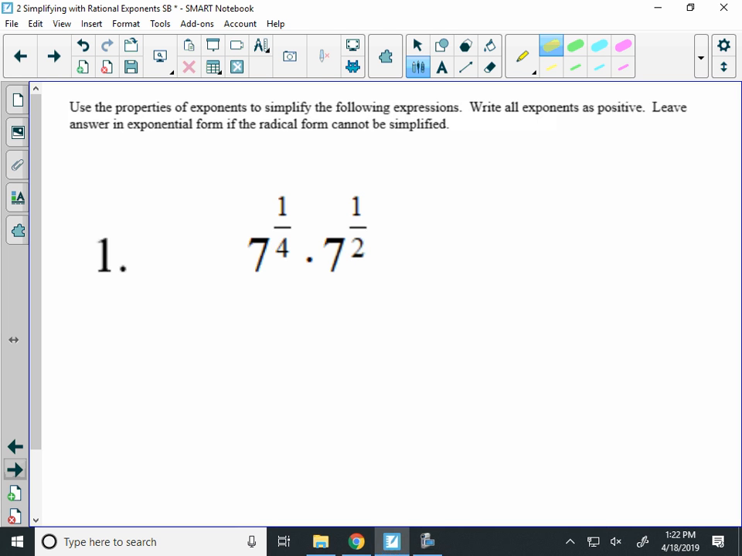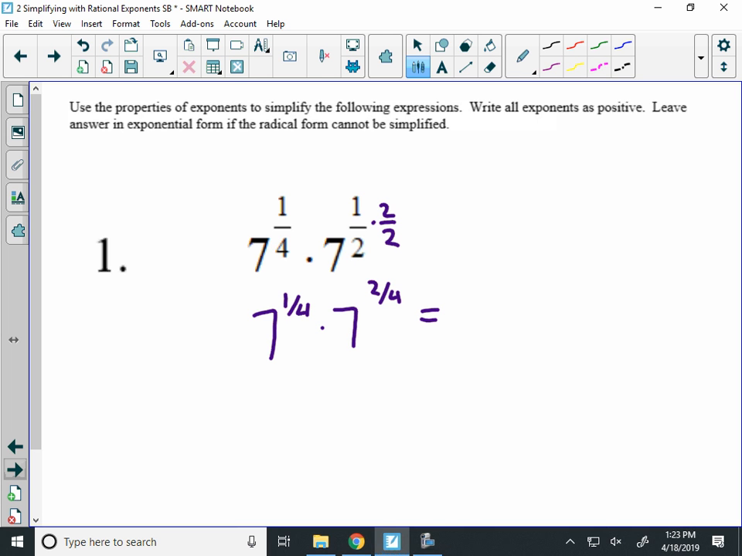I'm only multiplying a power to a power. I don't have the same base, so I'm going to add them, right? I don't have a power to a power. So in order to add 1/4 and 1/2, you have to have a common denominator. So I would change the 2. I would multiply by 2 over 2 to make that 2 over 4. So I'm going to rewrite this as 7 to the 1/4 times 7 to the 2/4.